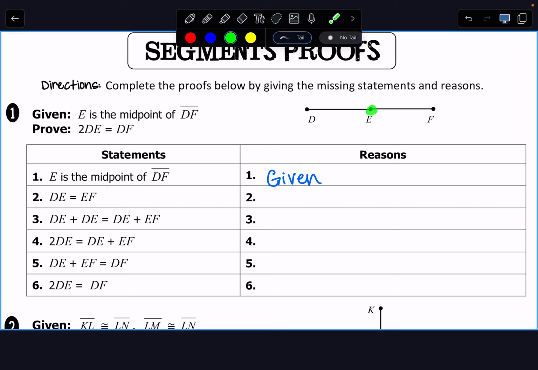If E is the midpoint, and here's E right here, if E is the midpoint, what does that tell us about these 2 segments? Ollie? Well, since E is the midpoint, DE equals EF. So it's the definition of midpoint, that's the reason. So we wrote down that DE is equal to EF, and our reason is definition of midpoint.